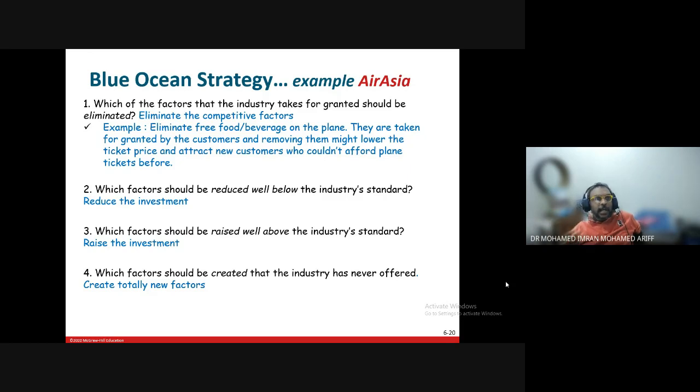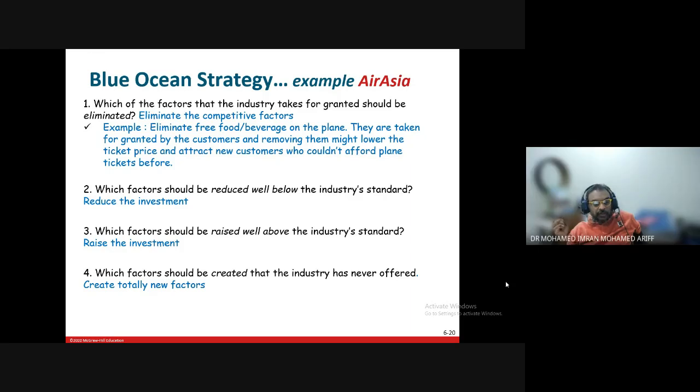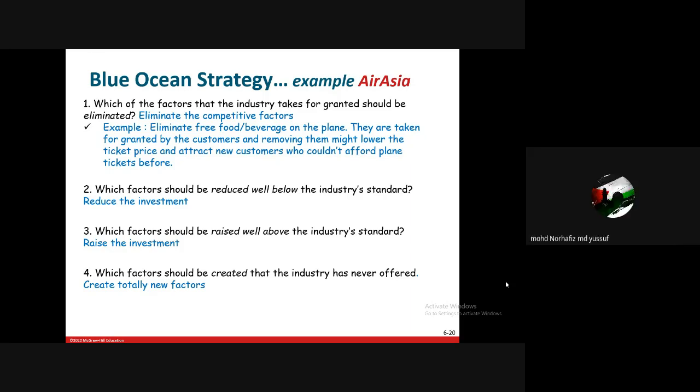So each time memang akan orang frequent flyers. Betul? Fazrin ni tadi tu. Ya, Doktor. Okay, how about question number 4? Which factor should be created that the industry has never offered before? Or maybe question 2. Siapa boleh jawab? Hafiz? Can? 4. Question 4. Cik Hafiz cuba, okay, go ahead.